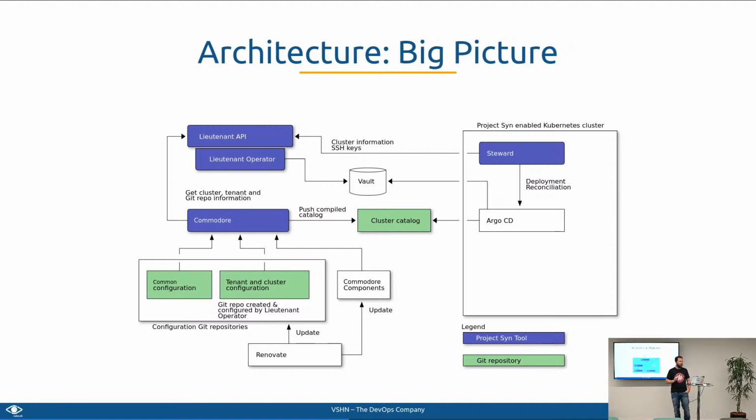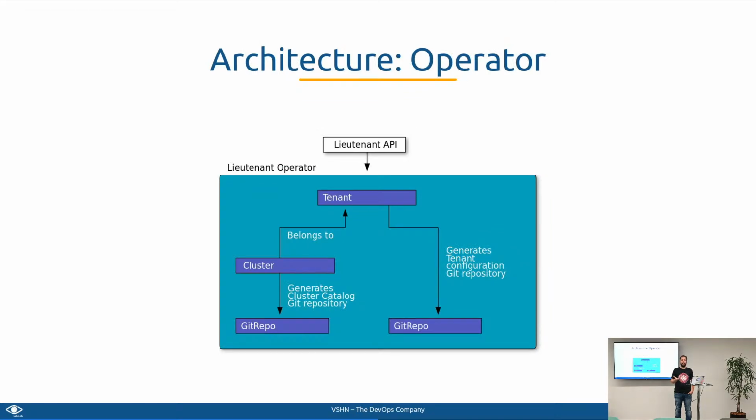Another deeper look into the operator, that's the Lieutenant you have seen in the picture before. The Lieutenant operator is there to implement automation as much as possible. So for example, if I register a new tenant, the operator automatically connects to, for example, GitLab and creates a Git repository and prepares this Git repository for later use. The same happens if you register a new cluster in Lieutenant.